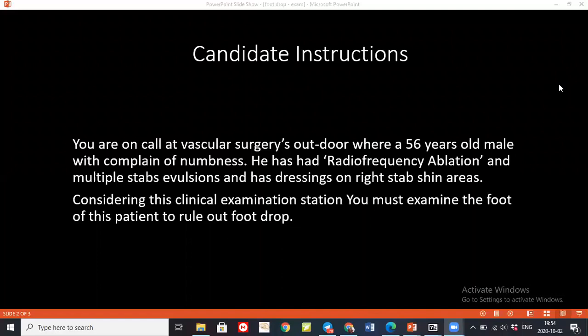So I will put my hand to the side of the foot, and I will ask the patient to push it towards my hand. This will also check inversion. I will ask the patient to please move again, checking this in the leg.